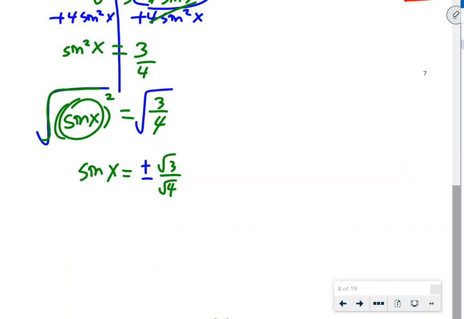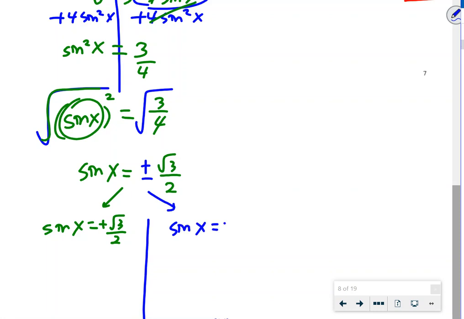When you try to simplify the denominator, this radical 4 becomes 2. So from here, I'm getting 2 answers. One: sine x is equal to positive radical 3 over 2. And the second answer is sine x is equal to negative radical 3 over 2.